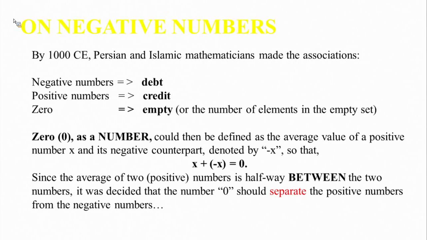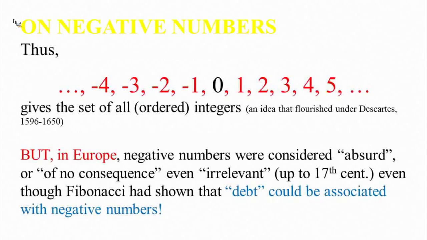0 elements. So 0 as a number could then be defined also as the average value of a positive number and its negative counterpart. The negative counterpart we chose to denote by -x. It could have been anything else. It could have been alpha x. You could have denoted it by anything, so long as you remain consistent in your notation. And by definition, x plus its negative counterpart would give this element 0, right? Well, because the Chinese and some people had this, they could do this. And since the average of 2 positive numbers is halfway between the 2 numbers, it was decided the number 0 should separate the positive numbers from the negative numbers.